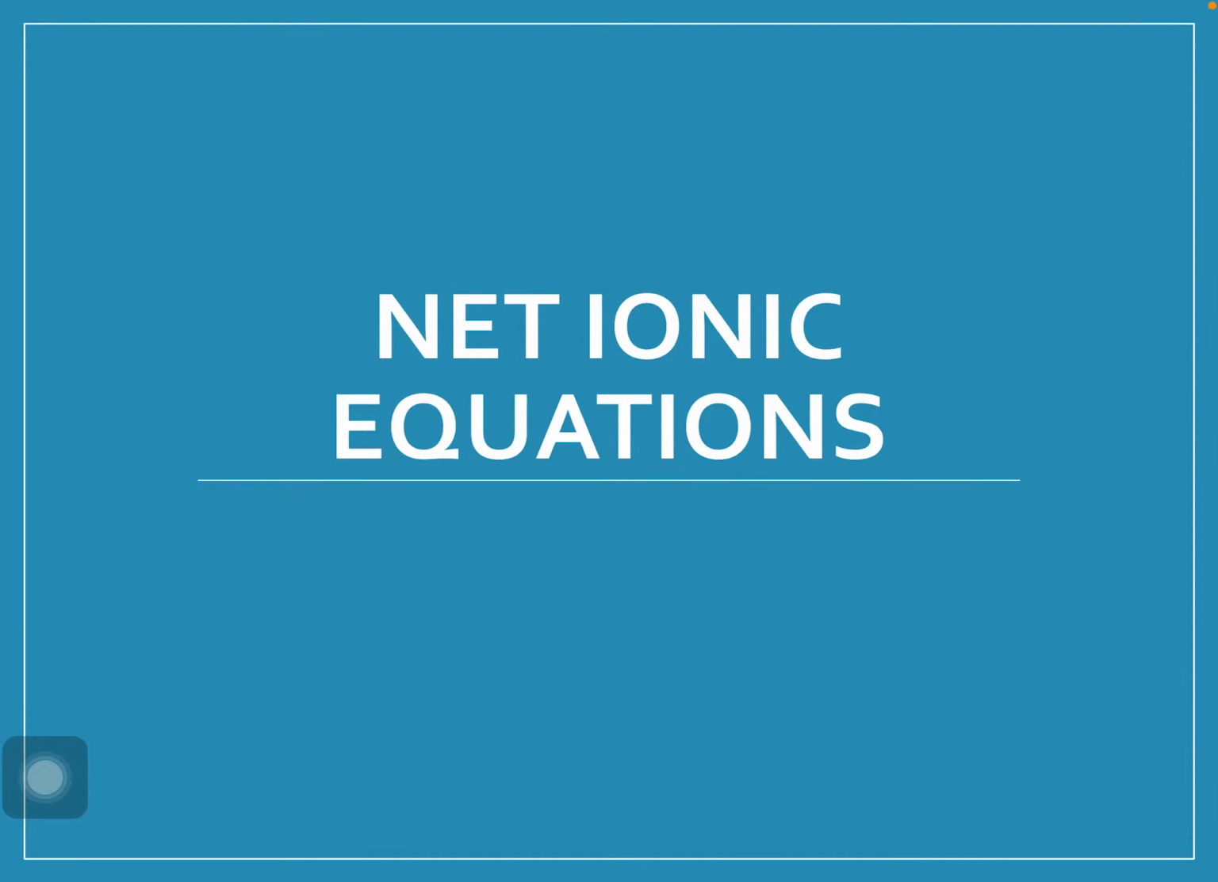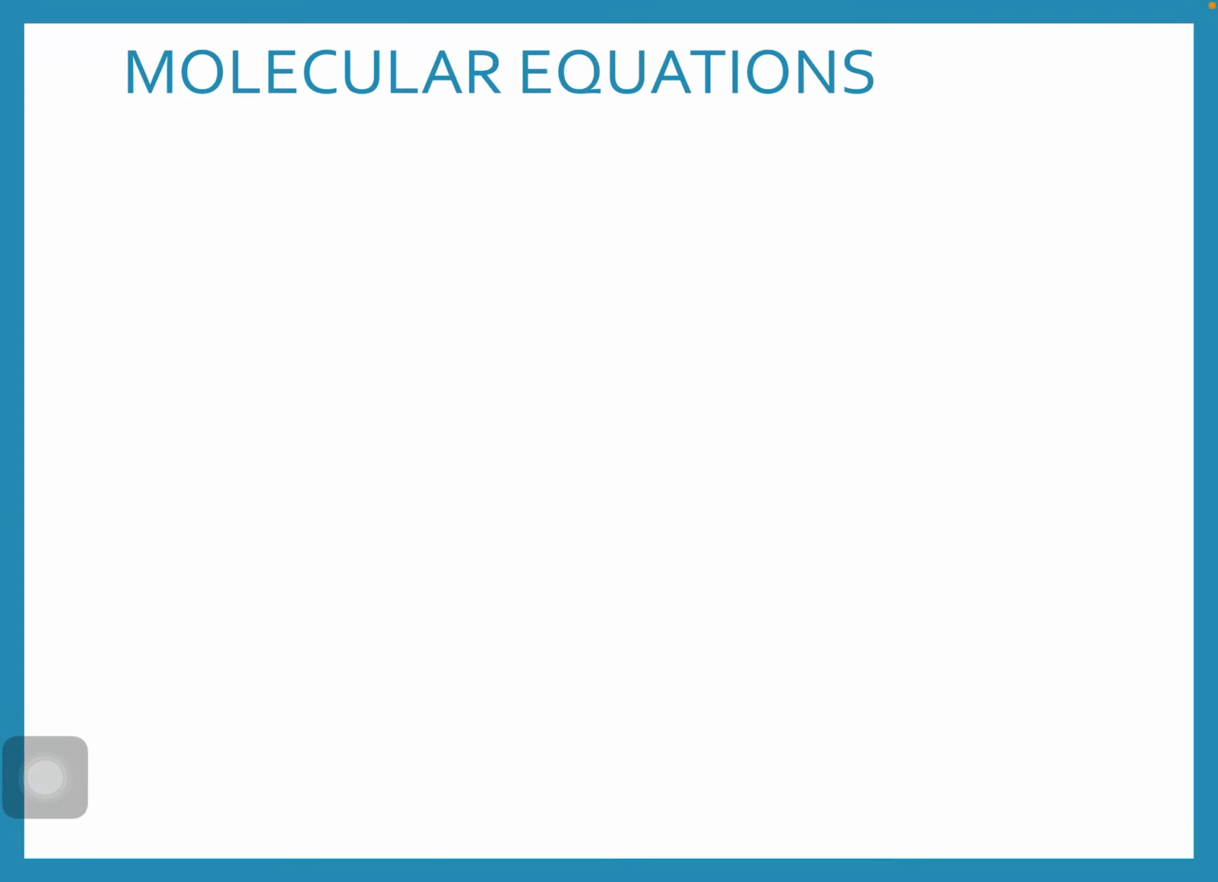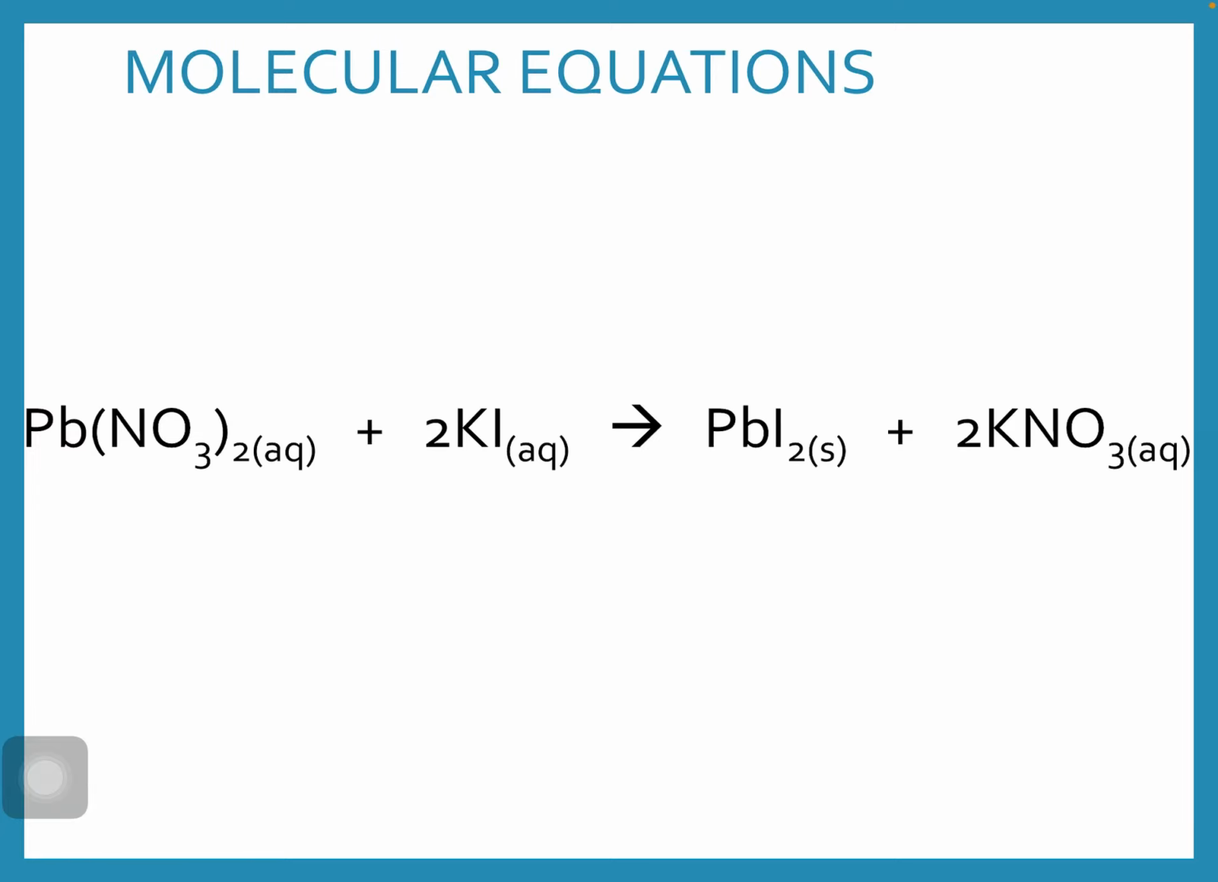In this lesson, we're going to learn about net ionic equations. If you remember from last lesson, we looked at molecular equations, which gave us a chemical reaction with all compounds and elements given by their formula, and then the states of each of those compounds and elements were given as well. So aq meant aqueous or dissolved in water, s meant solid, g meant gas, and l meant liquid.